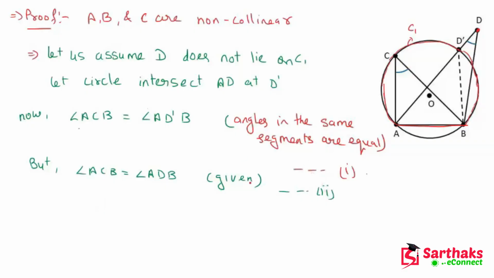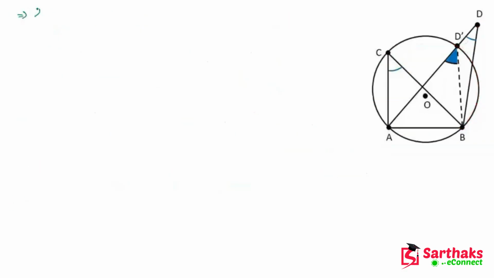So from the first and second equations, you can see angle ACB is equal to angle AD dash B, and angle ACB is also equal to angle ADB. So we can say that angle AD dash B is equal to angle ADB. From equation first and equation second, we can write angle AD dash B is equal to angle ADB. Let's suppose this is equation number 3.